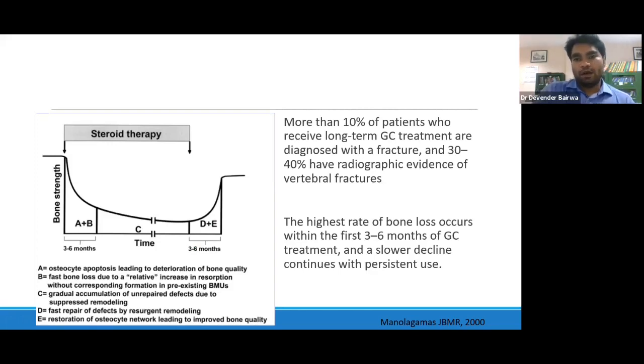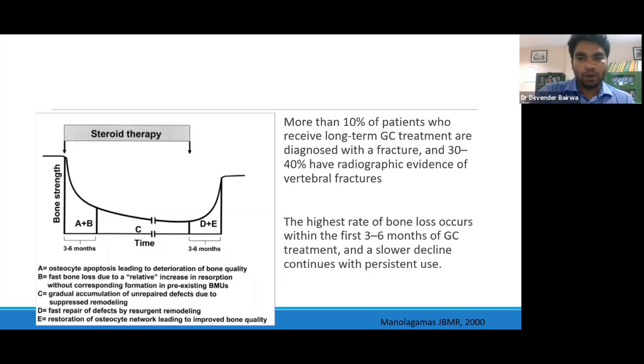So what happens? More than 10% of patients who receive long-term therapy with steroids are diagnosed with a fracture, and 30 to 40% will have radiographic evidence of vertebral fracture. That means for every symptomatic patient with glucocorticoid-induced osteoporosis, approximately 4 patients will not have any symptoms, and this is the reason why you should actively look for steroid-induced osteoporosis in all patients, irrespective of any presenting symptoms.